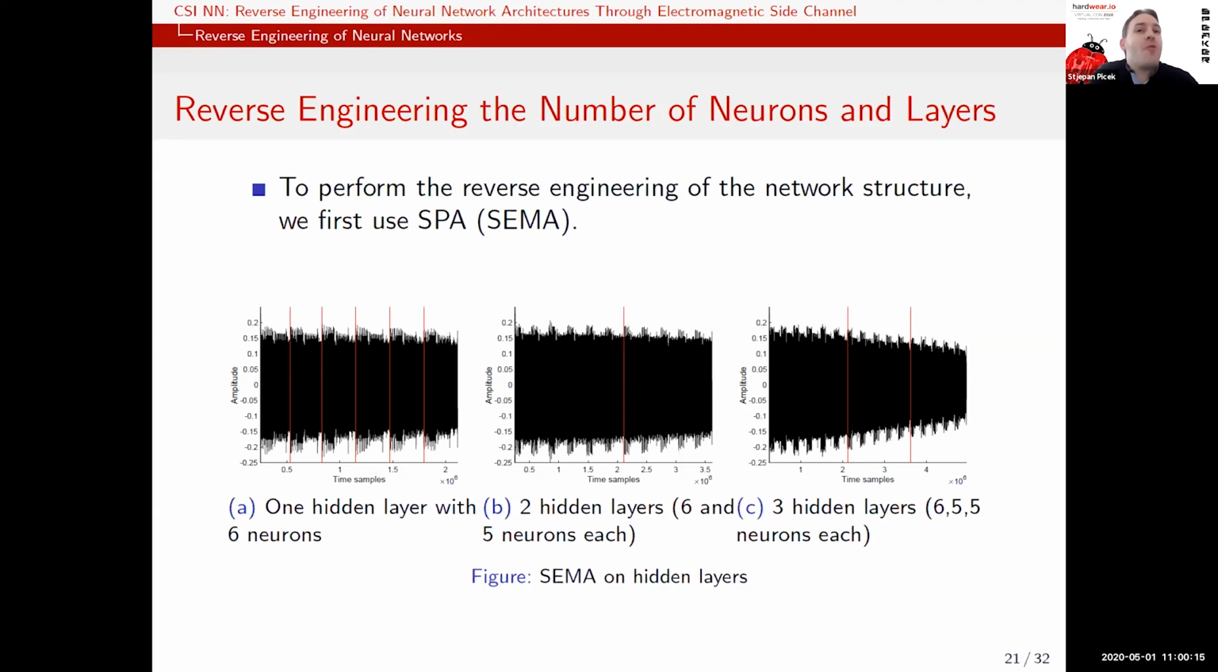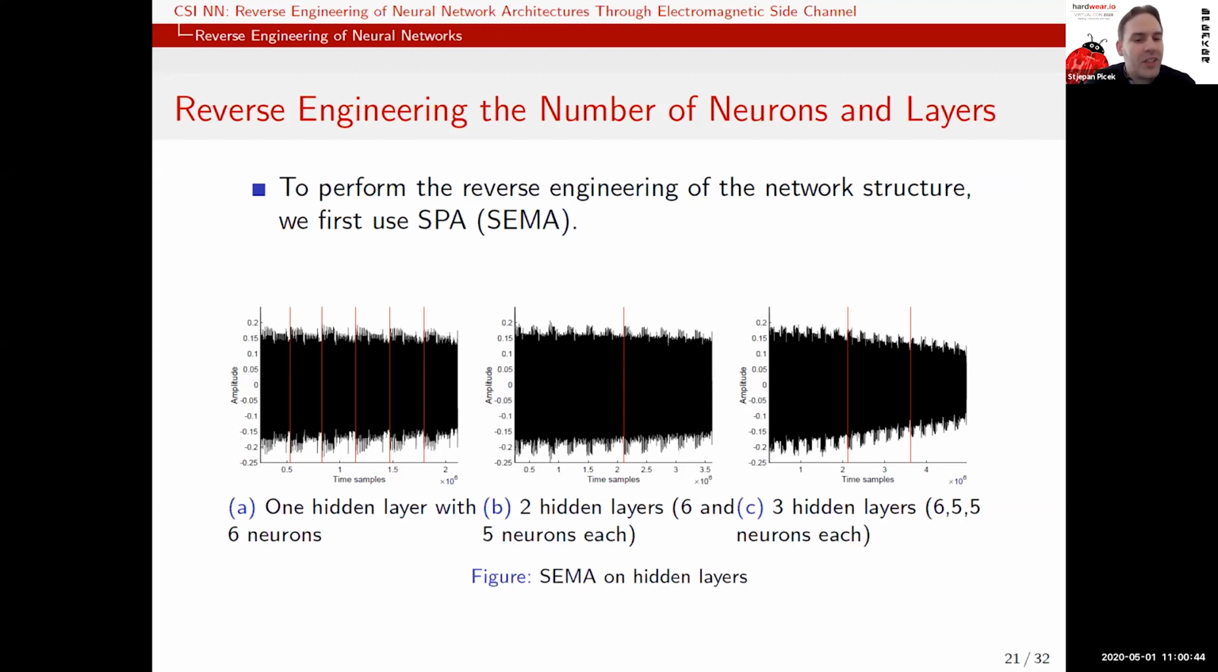Cool. So now we have the activation functions and we have the weights. What is left? Well, we need to get the number of neurons and the number of layers. To get the general structure, we can do a very simple attack called simple power analysis or simple EM analysis, which is basically done by visual observation.